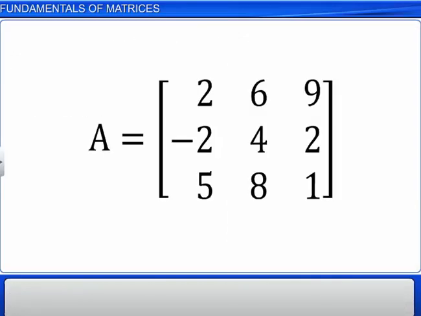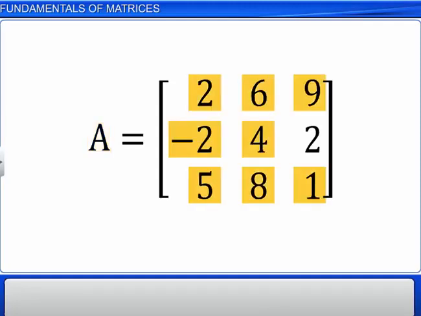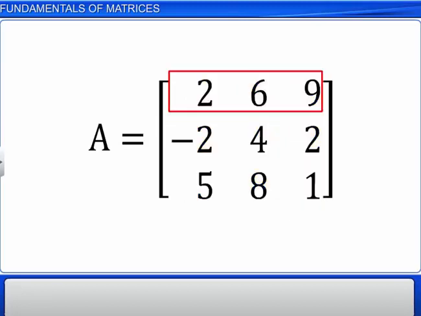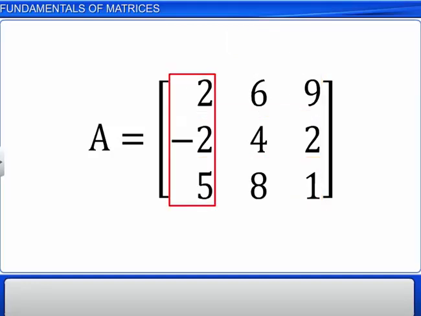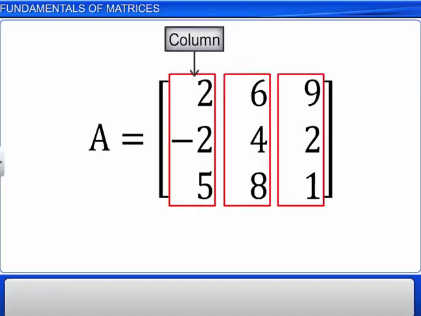Let's consider a matrix. Matrices are denoted with capital letters. In this matrix, each number is an element. The horizontal lines of the elements are called rows. This matrix contains 3 rows. The vertical lines of elements are called columns. This matrix contains 3 columns.